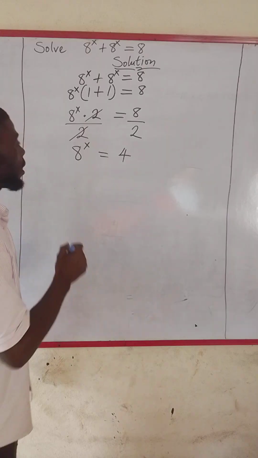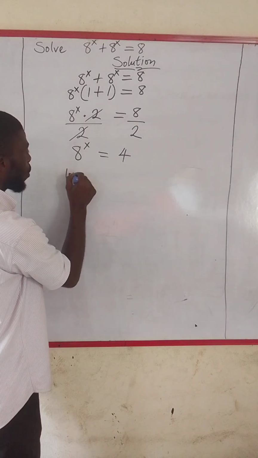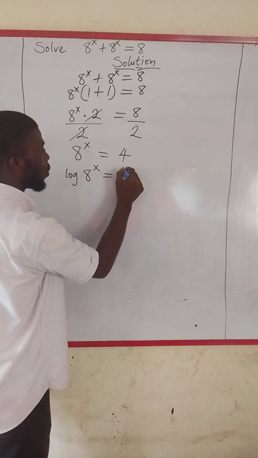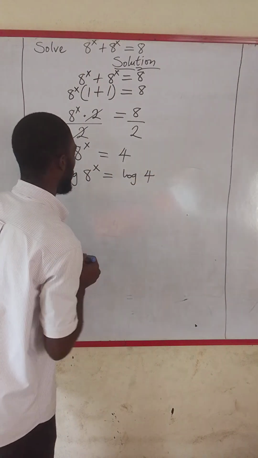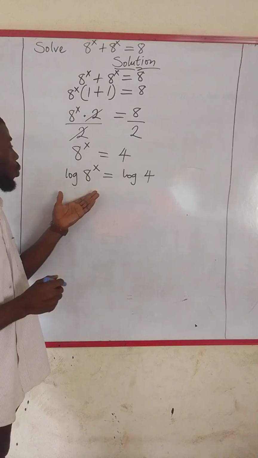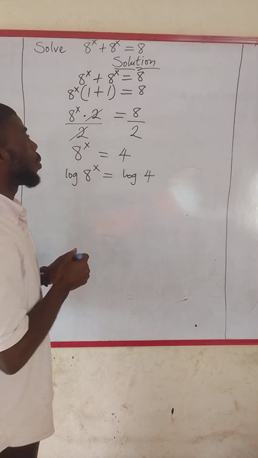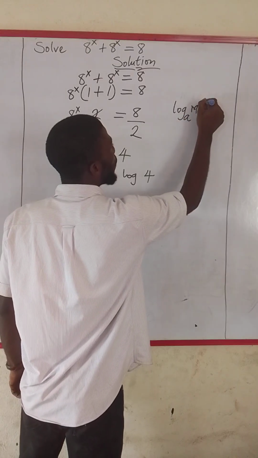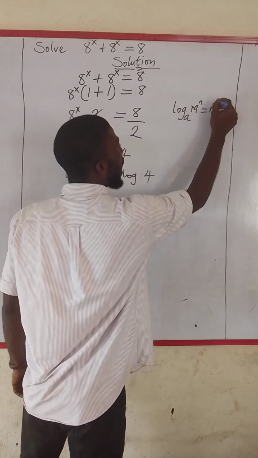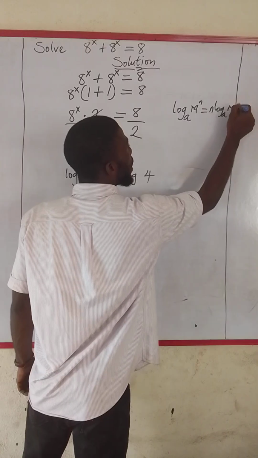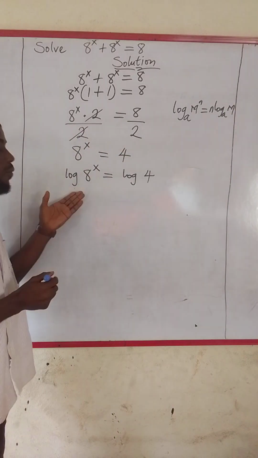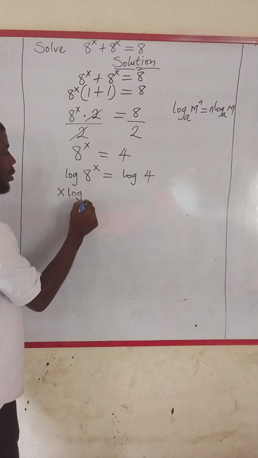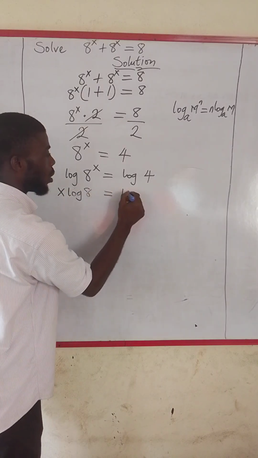Now we are still having x as the exponent here. So what do we do? We take the logarithm of both sides. When I take log of the left hand side, I will be having 8 raised to the power of x is equal to log 4. Now, this will take us to the power law of logarithm that says that if I have log base a of n raised to the power of n, this is the same thing as n log base a of n. Applying this to this very scenario, I will now be having x log 8 is equal to log 4.